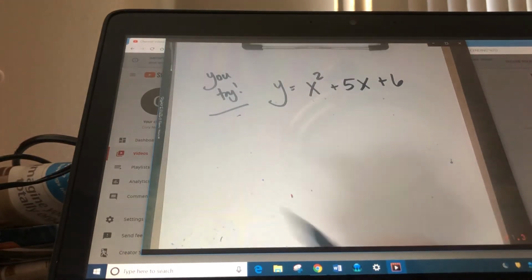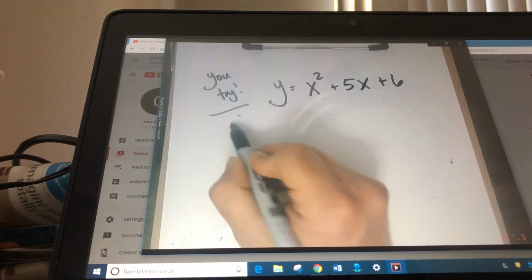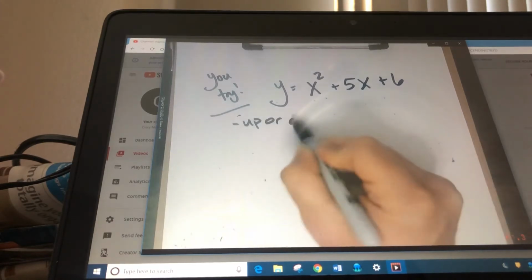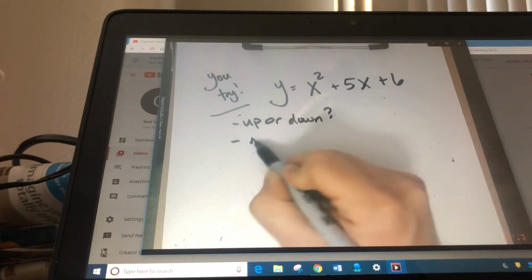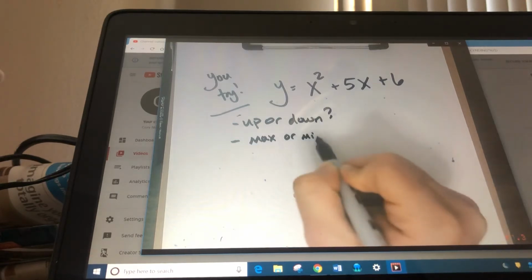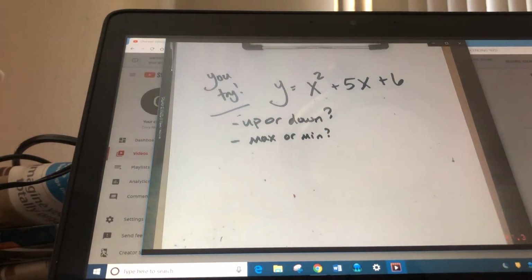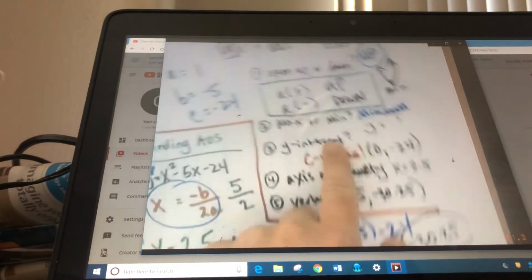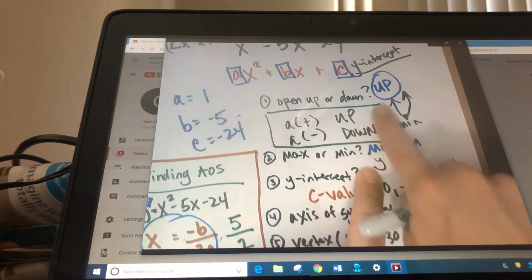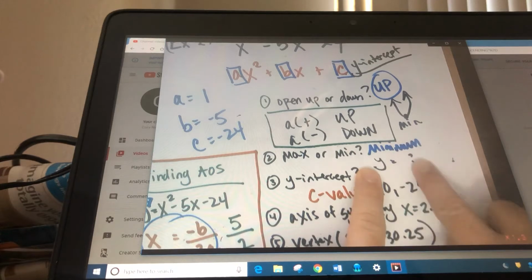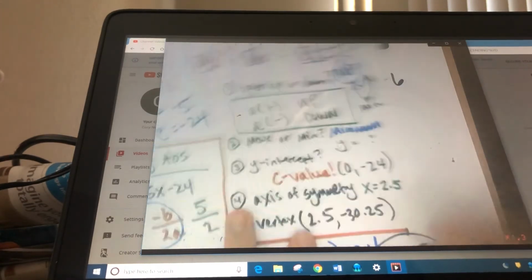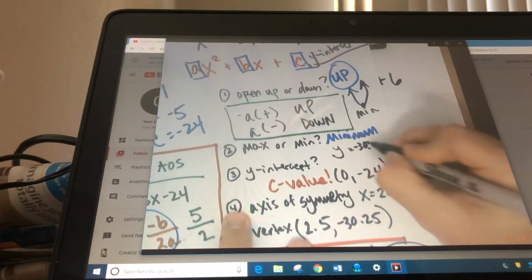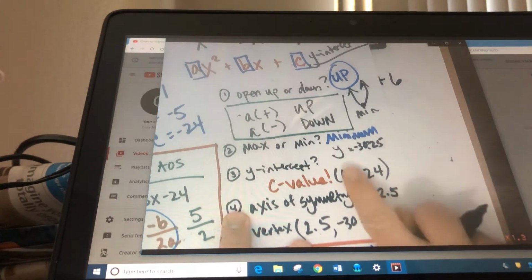So here's what I want you to do. I want you to answer those 5 questions. Does it open up or down? Does it contain a max or a min? Oh, in the last example, we forgot. Right here, we found that vertex, right? And we knew it had a minimum because it opened up, so it contains a minimum. And that minimum, remember, is the y-coordinate of the vertex. So we need to write y equals negative 30.25. So let's do that. Negative 30.25.